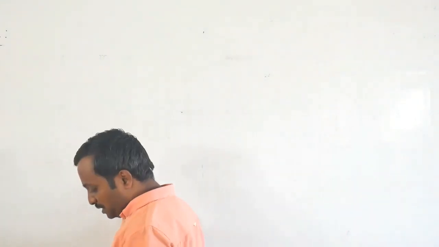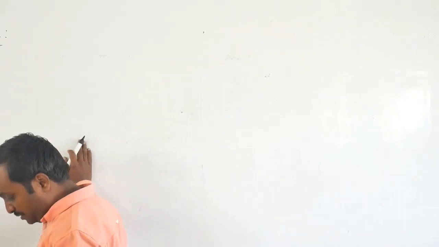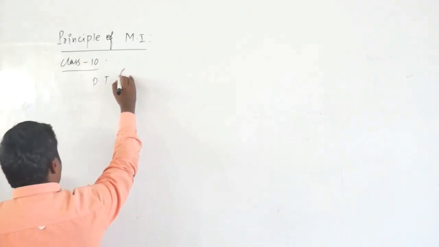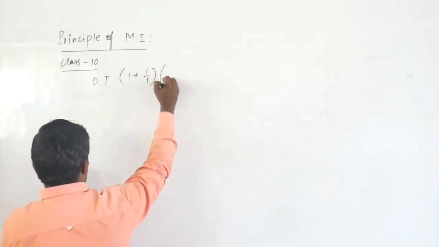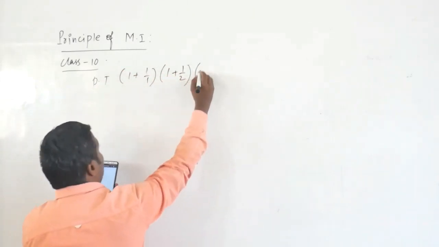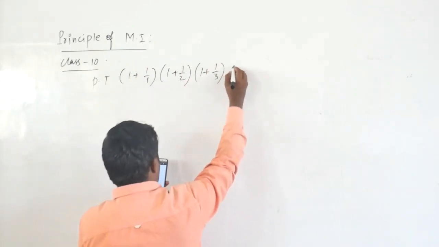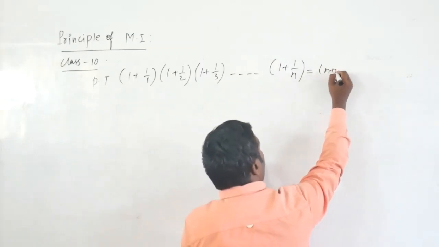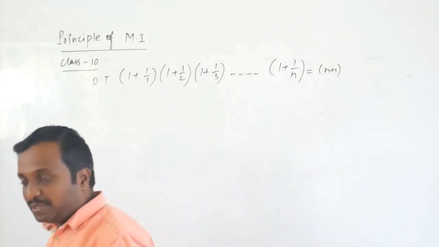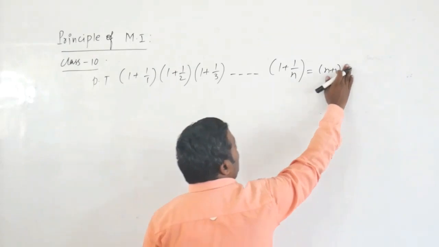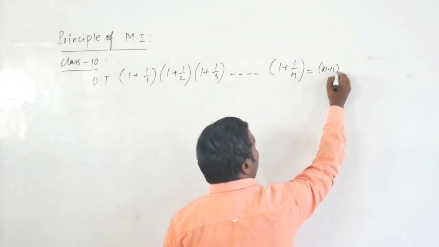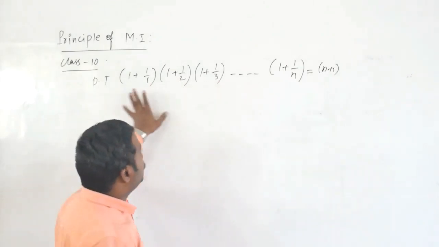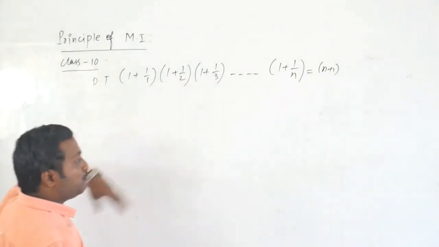So we will move to the next question in this concept. Next question is a little bit different. Prove that 1 plus 1 by 1 into bracket 1 plus 1 by 2 into bracket 1 plus 1 by 3 and so on into 1 plus 1 by n is equal to n plus 1. Look here, when we solved the last problems we solved this type, but there it was plus between terms, but here it is into, into, into, there is no plus. So the nth term is multiplied, we have to proceed by multiplying.